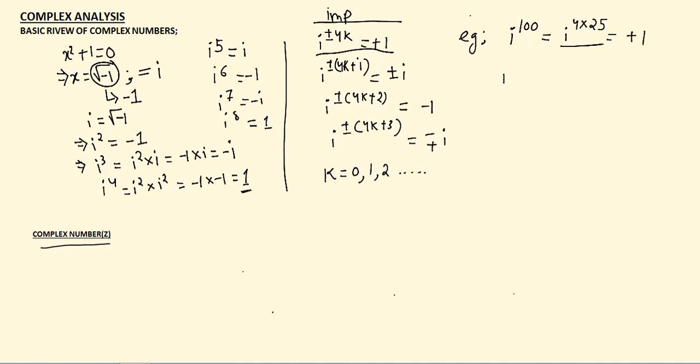Similarly, if the question is to find the value of i to the power 99, then we can write this as i to the power 4 into 24 plus 3. Here we have a positive sign. This quantity is in the form i to the power plus minus 4k plus 3, which is equal to minus plus i. Here we have a positive sign, so we will have the result minus i.